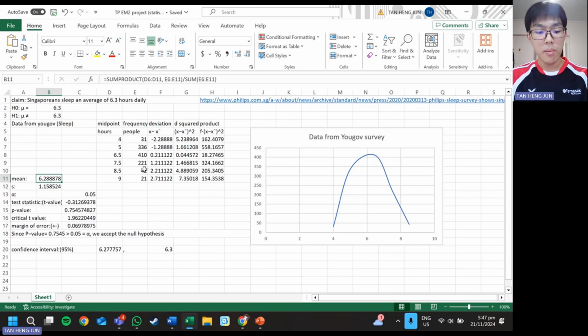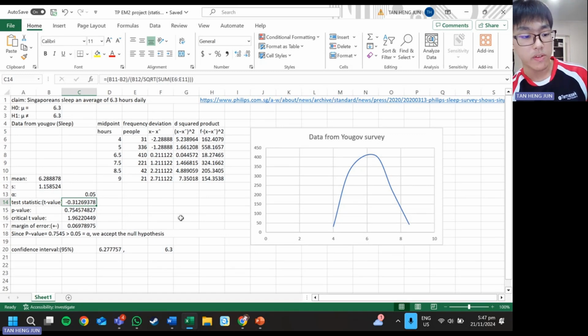The test statistic measures how far the sample mean is from the hypothesized mean in units of standard error. For the test statistic, I will be using a t-test to find the t-value of our sample because the population standard deviation is unknown and I must estimate it using the sample standard deviation S. The t-value is calculated with the difference in the sample mean and hypothesis mean divided by the standard error of mean, which is the standard deviation divided by the square root of sample size.